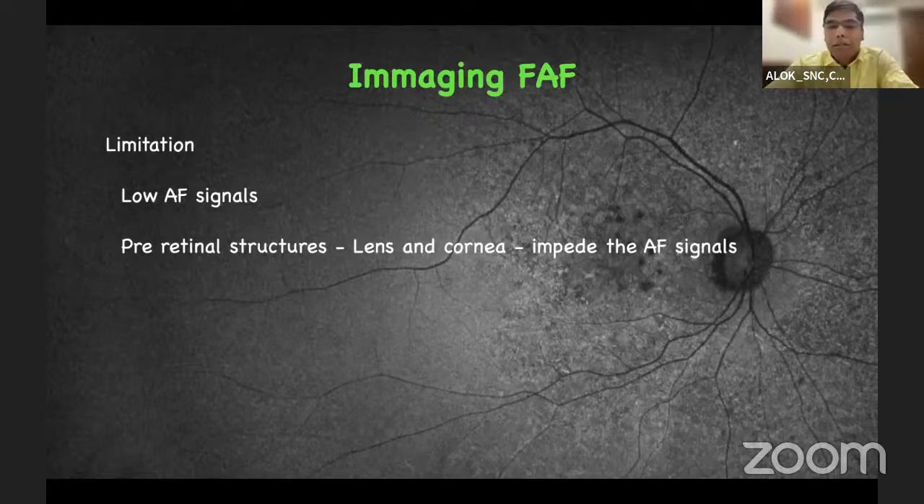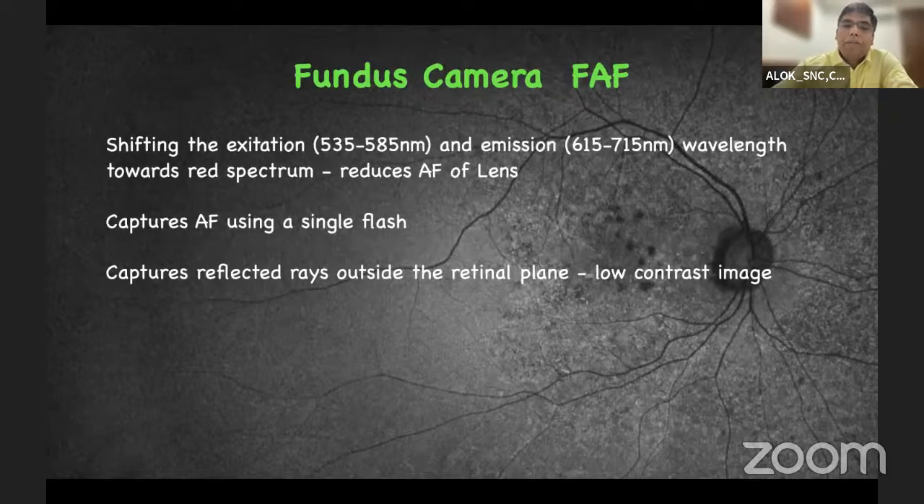Now, the difficulty in imaging fundus autofluorescence is that these signals are very low, and there are pre-retinal structures that may impede the autofluorescence signals. So we have to find a way to overcome this. So in camera-based systems, what is done is to shift the excitation photons towards the red wavelengths, so as to bypass the reduction of autofluorescence from the lens, which is causing the alteration of the blue autofluorescence.